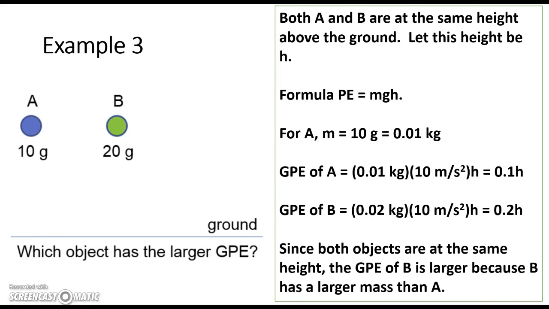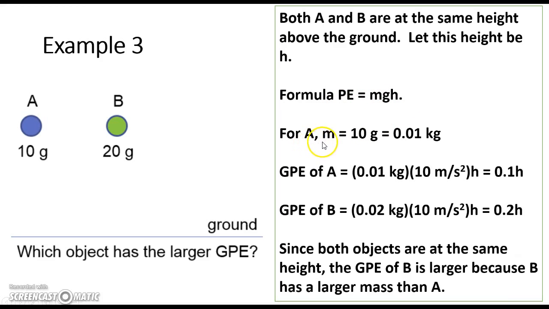Okay, so let's look at example 3. In order to understand the formula mgh, what does it actually tell us? I've got two objects, A and B. Both are at the same height above the ground, but we notice that B has a larger mass than A. So which object has the larger gravitational potential energy? Let's look at the formula. The formula for the gravitational potential energy is mgh.